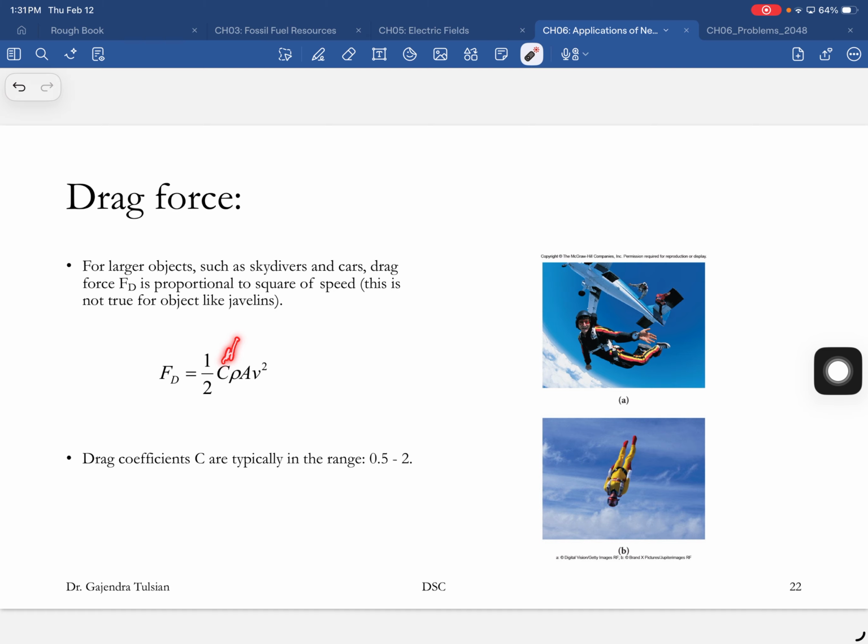So for aerodynamic shaped objects, C is smaller. Rho is the density of the fluid through which you're falling, and A is the area of cross-section perpendicular to your direction of motion. So if you're moving in this direction, this area is relevant. For instance, for a skydiver falling like this, the area is greater than for a skydiver falling like this. So the drag for this guy is less, and his terminal velocity in this configuration is greater than in this configuration.